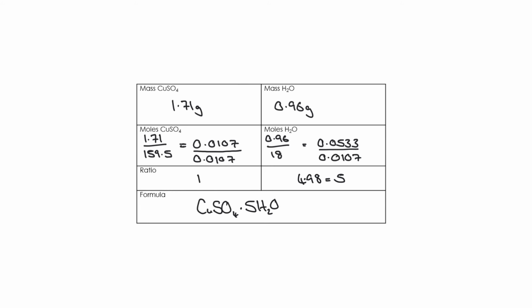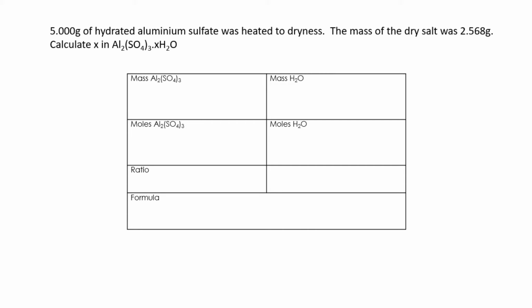Let's have a look at another example then. 5.00 grams of hydrated aluminium sulfate was heated to dryness. The mass of the dry salt, the anhydrous salt, was 2.568 grams. Therefore, to work out the mass of water, we need to get 5.00 and subtract 2.568. Okay, let's do that now.